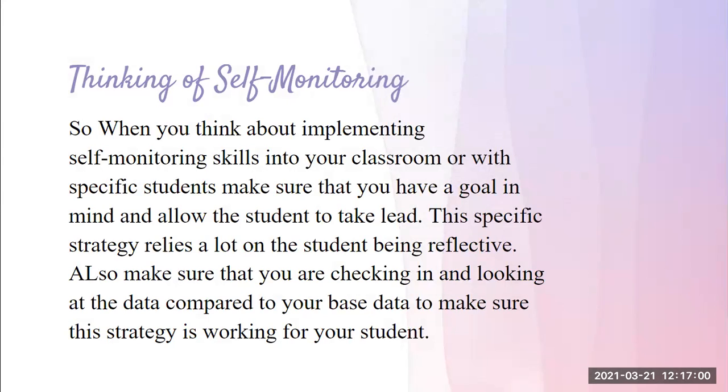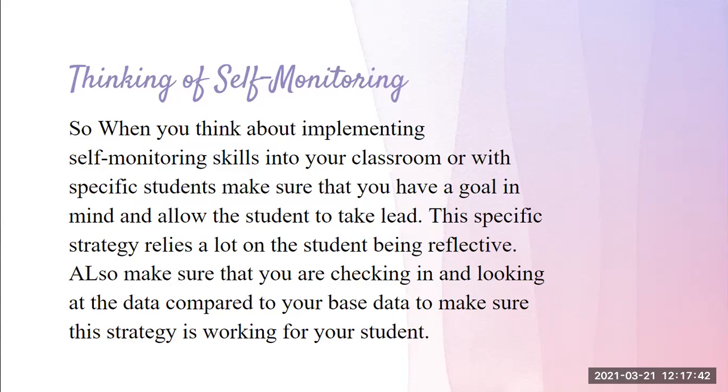So in closing, when you're thinking about implementing self-monitoring skills into your classroom or with a specific student, you've got to make sure you have goals, and I would say very specific goals, in place, and a time frame. Same as if we're making an IEP goal, you make them specific to the child. If it's something like a behavior issue, or if they're having trouble staying on task, or they're bothering other students, make sure you make it very specific to them so students are able to be reflective.